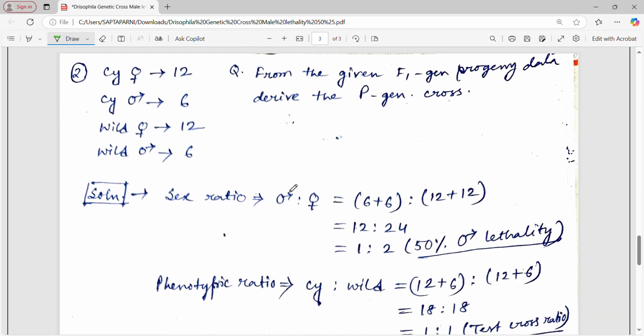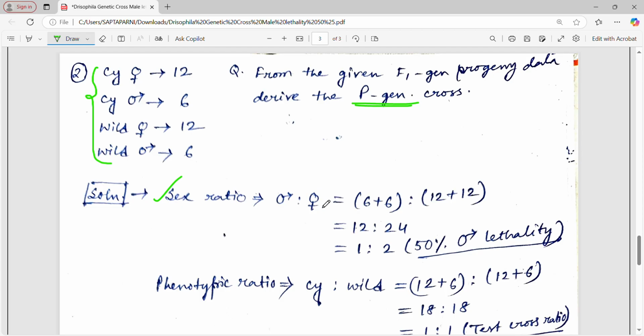See here, these are the F1 generation data with phenotype and their respective numbers, and you have to generate the P generation cross from this data. Okay, so first of all, let's see the sex ratio.